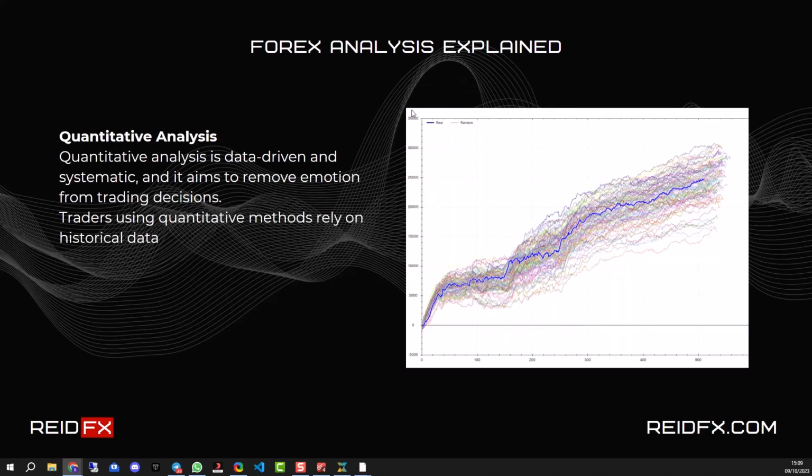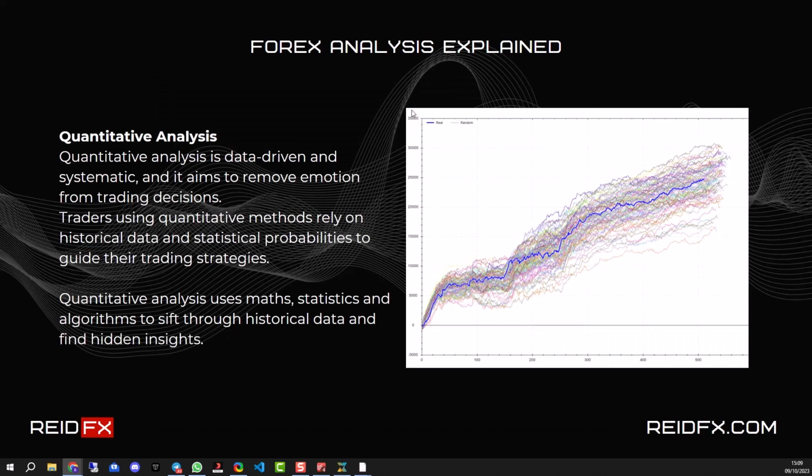Finally, we have quantitative analysis, or quant analysis for short. So quant analysis is data-driven and systematic, and it aims to remove emotion from trading decisions. Traders using quant methods rely on historical data and statistical probabilities to guide their trading strategies. Quant analysis uses maths, statistics, and algorithms to sift through historical data and find hidden insights.